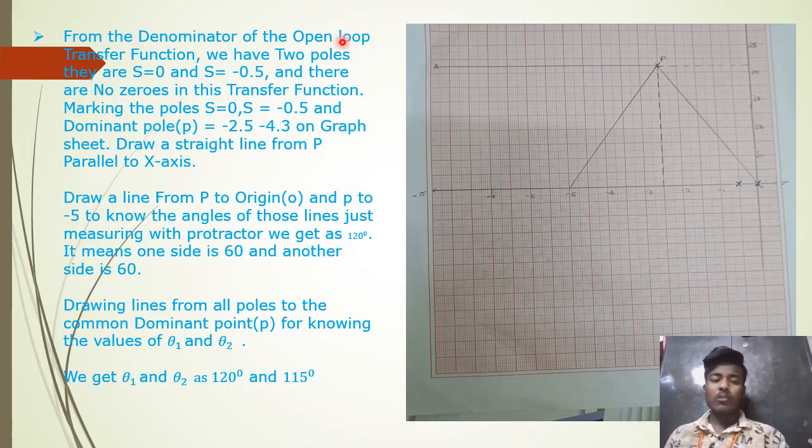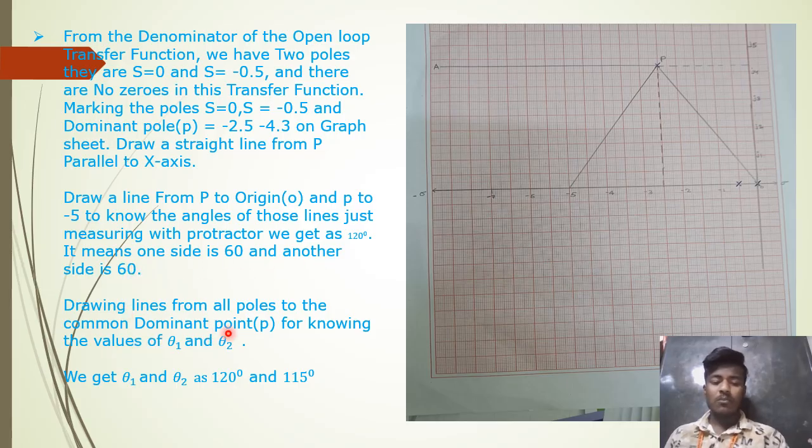From the denominator of the open loop transfer function, we have two poles. They are s equal to 0 and s equal to minus 0.5. And there are no zeros in this transfer function. Marking the poles s equal to 0 and s equal to minus 0.5 and dominant pole P equal to minus 2.5 plus or minus j4.3 on graph sheet. Draw a straight line from P parallel to x-axis. Draw a line from P to origin O and P to minus 5 to know the angles of those lines. Just measuring with protractor we get 120 degrees. It means one side is 60 and another side is 60.